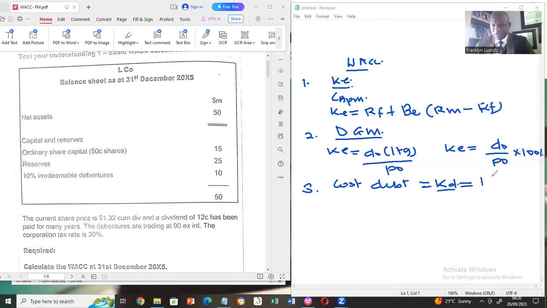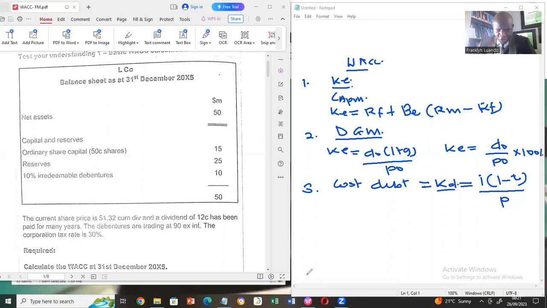interest times (1 minus T), which is the tax component, over the market price of debt per par, and it should be excluding interest. If it is quoted cum interest, ensure that you remove the interest. If it is quoted excluding interest, do not adjust. So for today, we'll just look at the irredeemable debt.